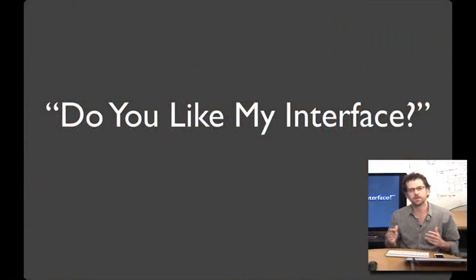One of the most common things that people ask when running studies is, do you like my interface? And it's a really natural thing to ask because on some level it's what we all want to know. But this is really problematic on a whole lot of levels.